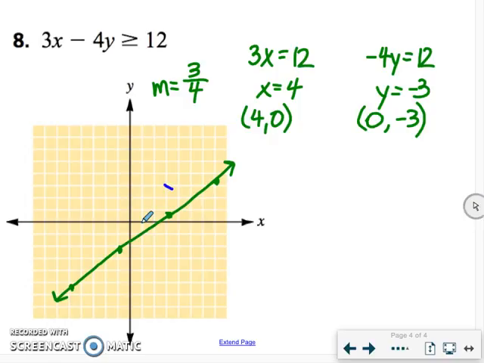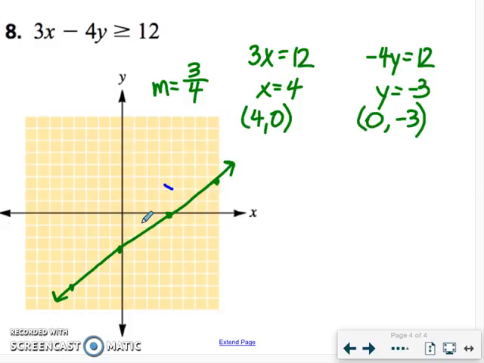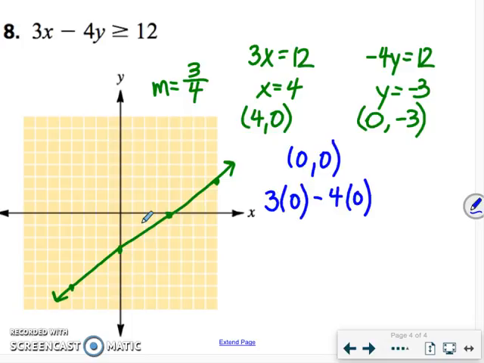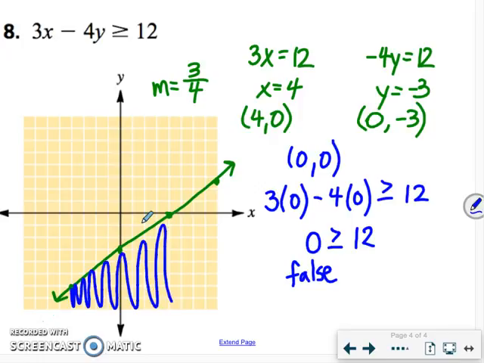And, of course, my graph moved, so let me put that back there. All right, so I'm looking at the origin, and if I can go ahead and substitute that in, I have 0, 0. So 3 times 0 minus 4 times 0, is that greater than or equal to 12? So is 0 greater than or equal to 12? That is false. So that means the origin is not included in the solution set. So I'm going to shade where the origin is not, which is right there.